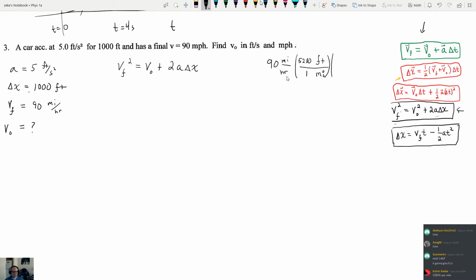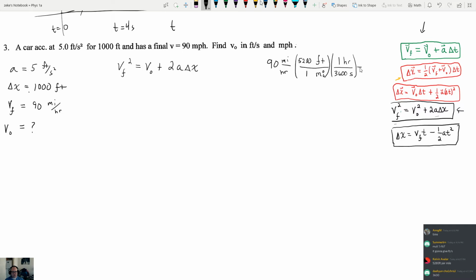And we also need to get rid of the hour right here. So in the numerator right here, we're going to put an hour. And we need to convert that hour into seconds because our goal is to get to feet per second, and this will do that. So 3,600, yeah, 60 times 60, right? 60 minutes and 60 seconds.